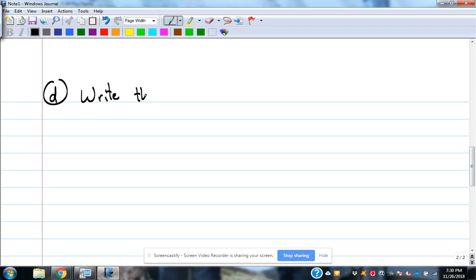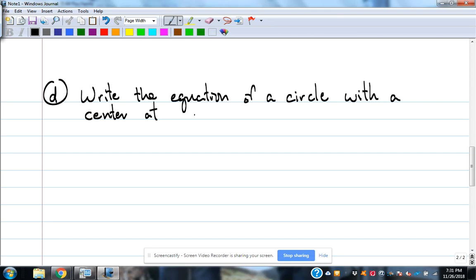Write the equation of a circle with a center at (6, 8) with a radius of 7.